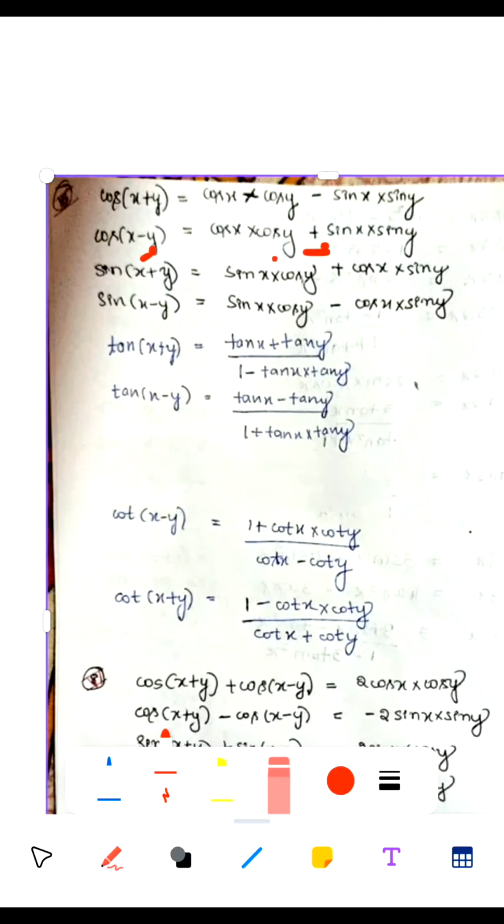Okay, so the next formula is for tan of x plus y. See, here we have a plus, right? So upward also plus, downside is a minus. Here we have minus, so in the numerator it is minus, denominator is plus. Tan of x plus y is equal to tan x plus tan y divided by 1 minus tan x into tan y. Next, tan of x minus y is equal to tan x minus tan y divided by 1 plus tan x into tan y.